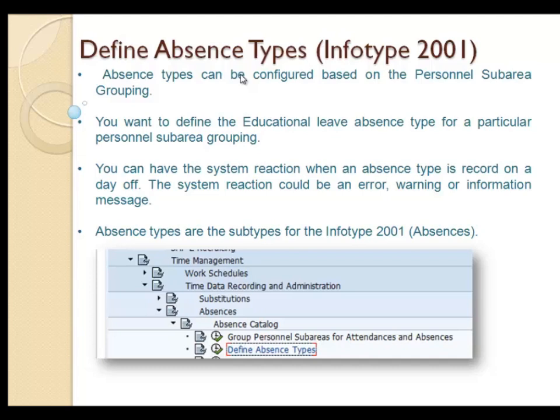So when you create an absence type, you can have the system reaction when an absence type record is created on a day off. The system reaction could be an error, or a warning, or an information message. These reactions totally depend on the company's policies. As I mentioned, absence types are the subtypes for info type 2001. What are subtypes? Sick leave, or educational leave, or vacation. These are the subtypes for info type 2001.